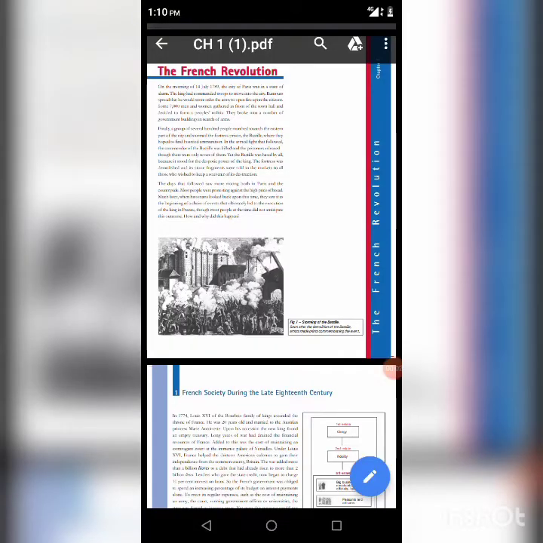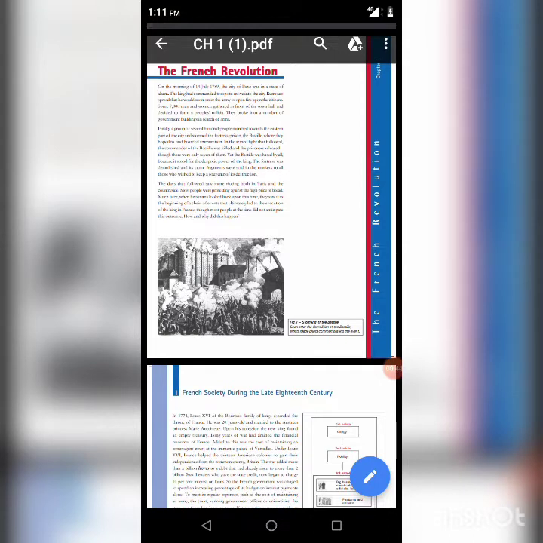Today we will discuss class 9th history first chapter, the French Revolution. In this chapter we will discuss the Declaration of Rights of Man, notion of equality and freedom, and anti-colonial movements in India, China, Africa and South America. The French Revolution led to the end of monarchy in France.